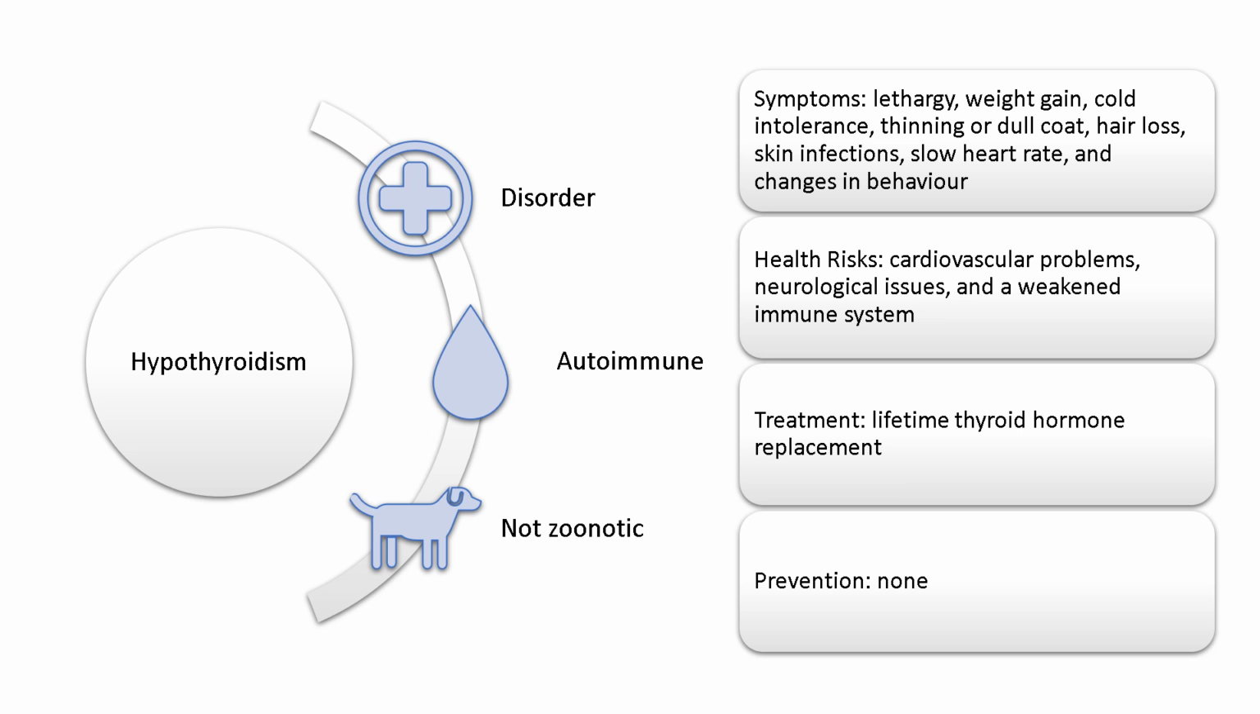Hypothyroidism is not contagious or zoonotic. It develops due to a failure of the thyroid gland to produce adequate levels of hormones. It is commonly seen in middle-aged to older dogs, and certain breeds are predisposed, such as golden retrievers and cocker spaniels. It can also be caused by thyroid gland destruction due to other factors, such as cancer or radiation therapy.